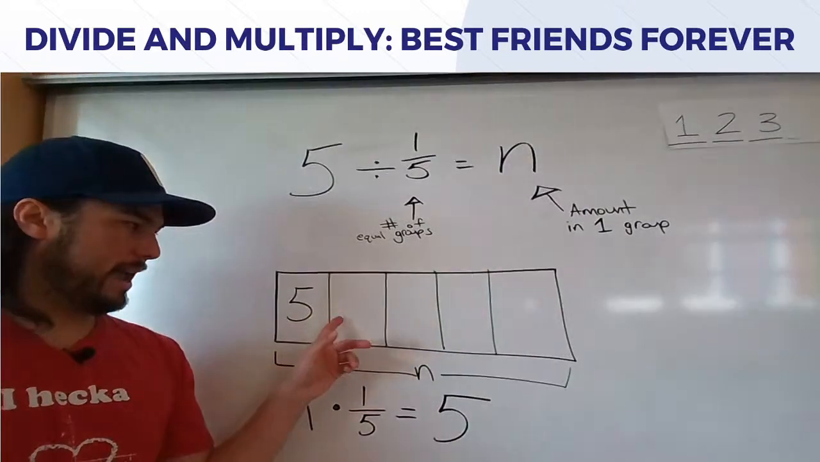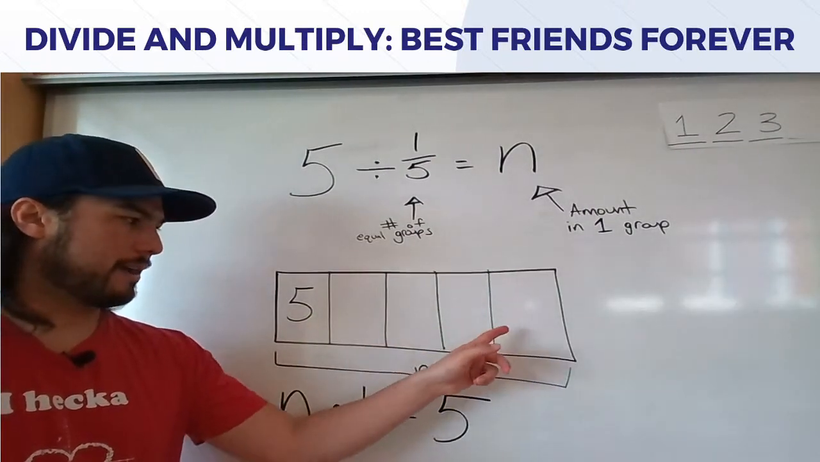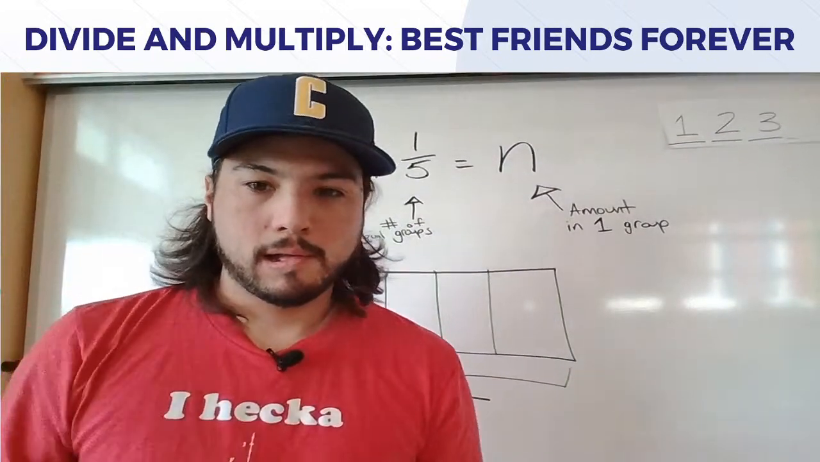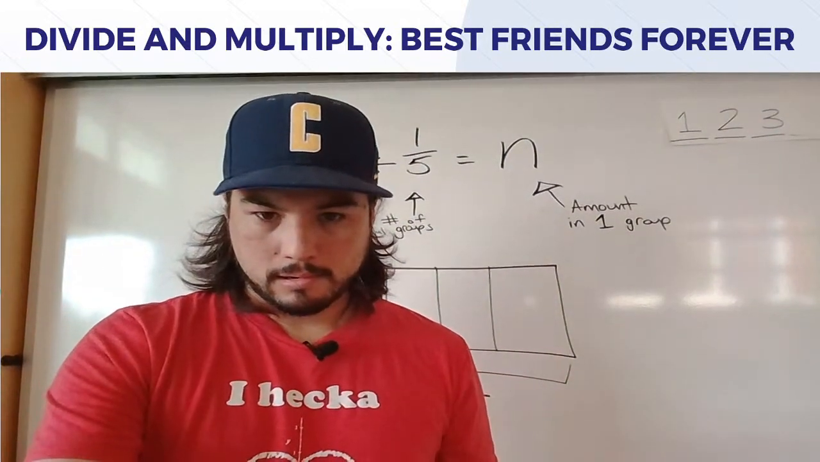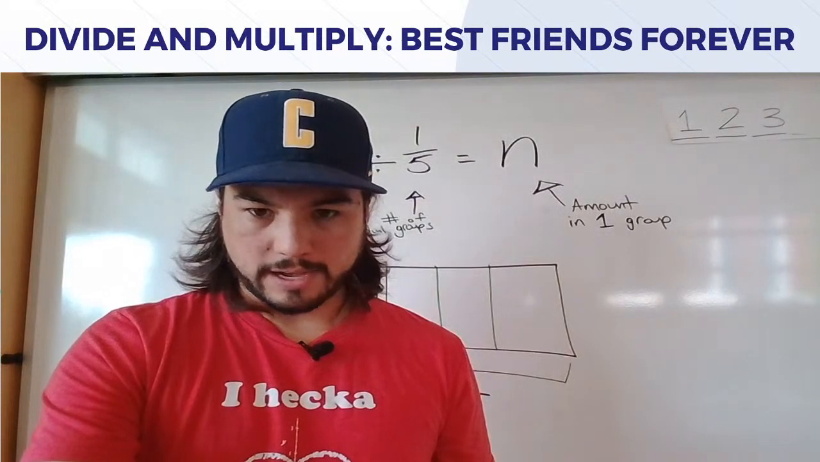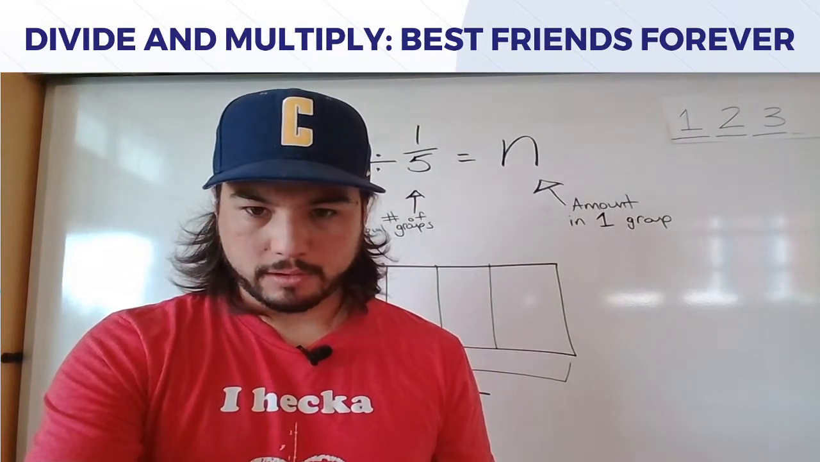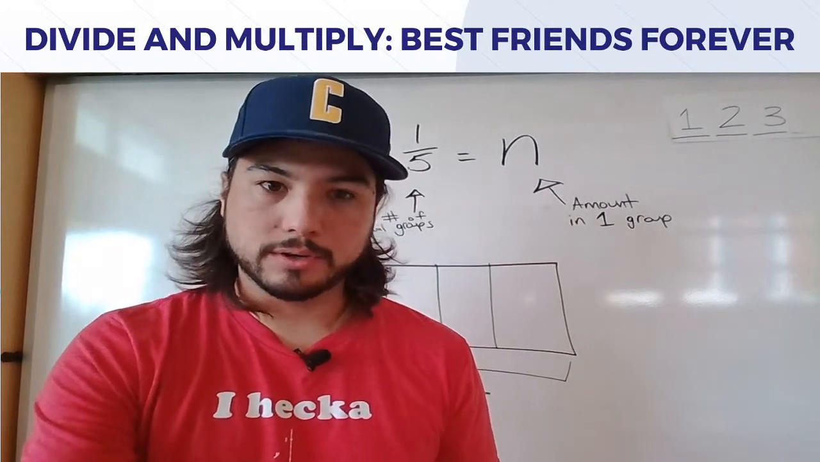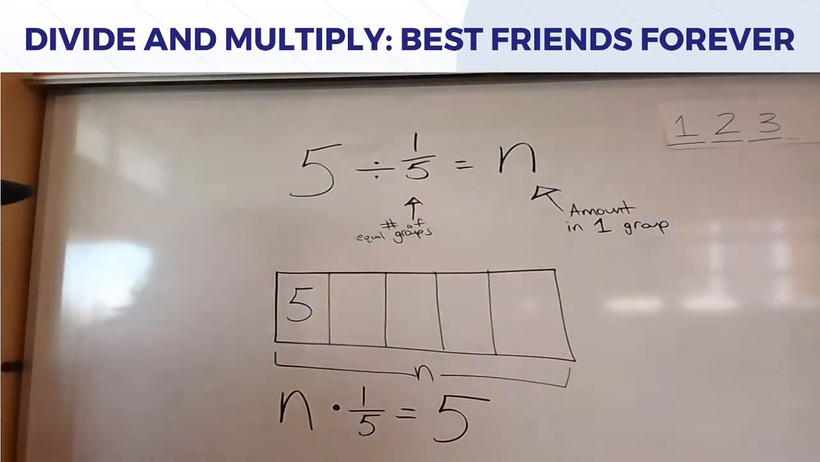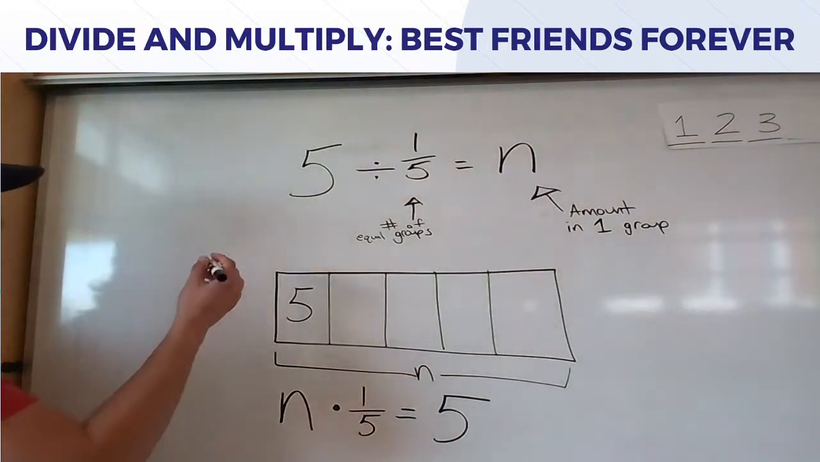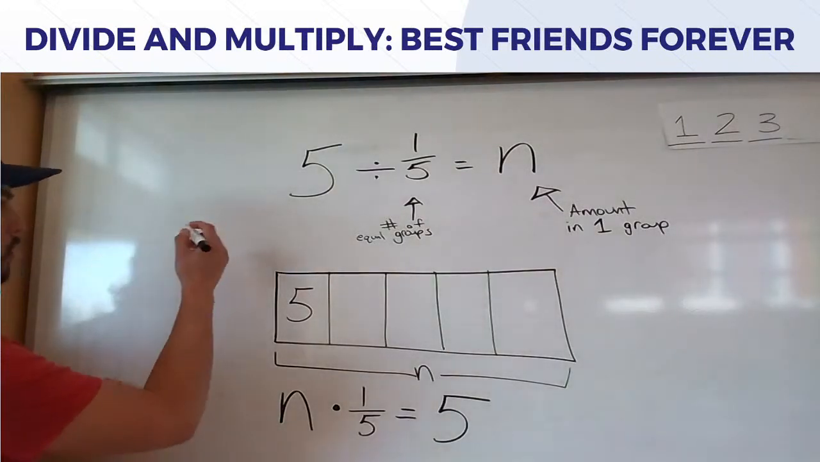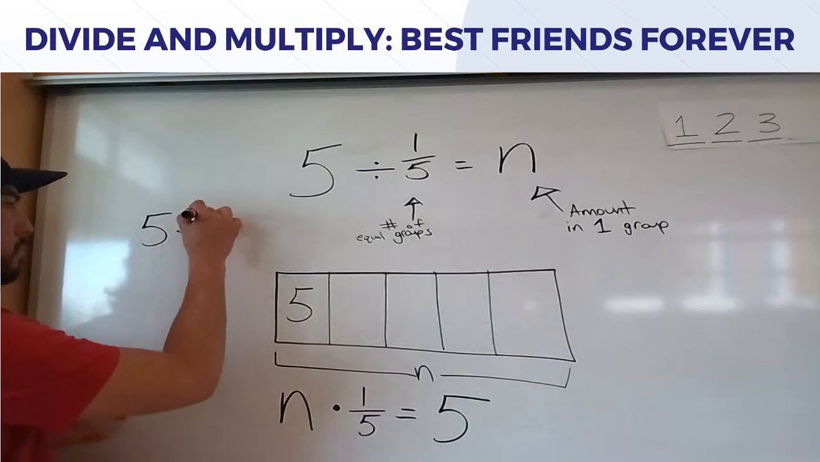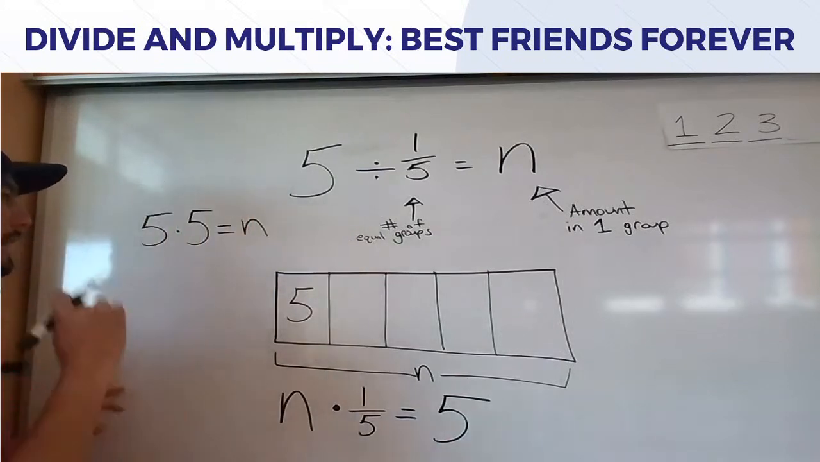Can we figure out what n would equal then? If we know there's 5 in each group, what would n equal? We've got n times 1/5 equals 5. Yep. Exactly. We've also got, ooh, here's an interesting one. Someone says this as another multiplication equation. They said 5 times 5 equals n.